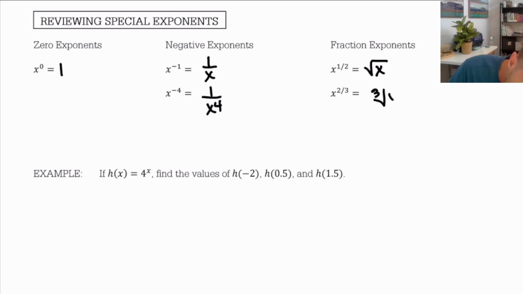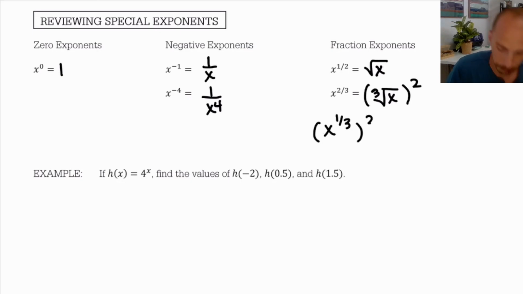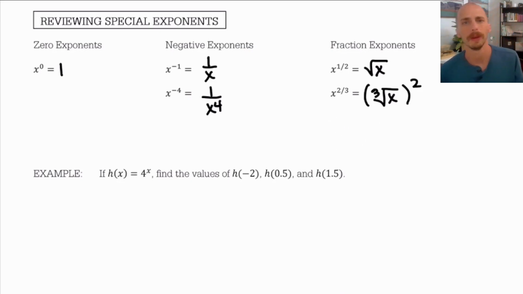So I'm going to say this is the cube root of x, but I've still got that 2 on top, so I'm going to say it's squared, right? Because this is like x to the 1/3 squared. And we multiply the exponents just like we did before. Okay, so these are some key facts that we're going to need to work off of for these examples below.